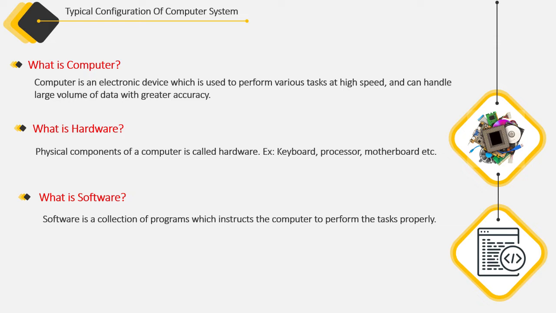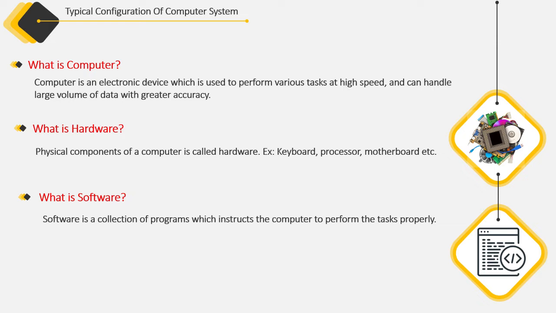We can use a computer to type documents, send emails, play games, and browse the web. We can also use it to edit or create spreadsheets, presentations, and even videos, audios, etc. So a computer is a combination of hardware and software.